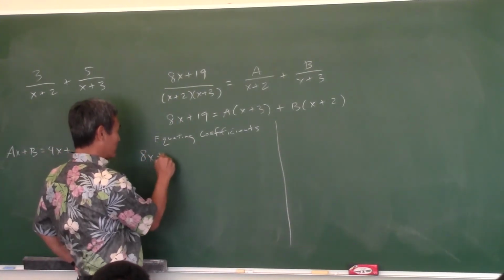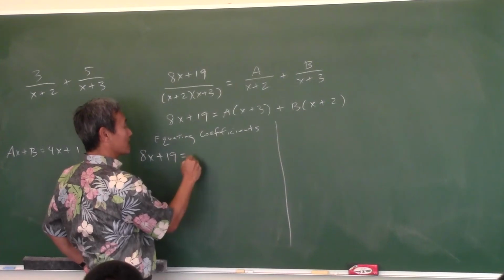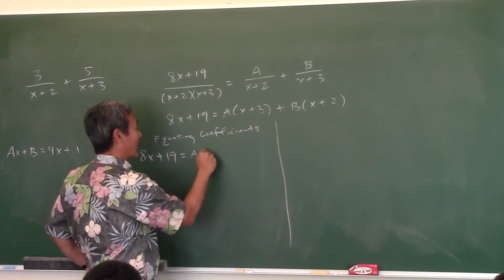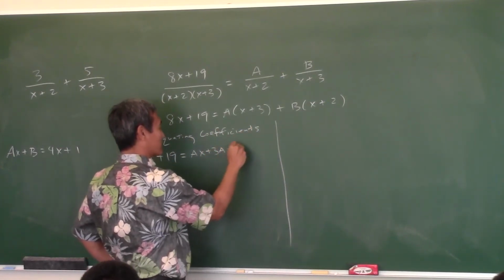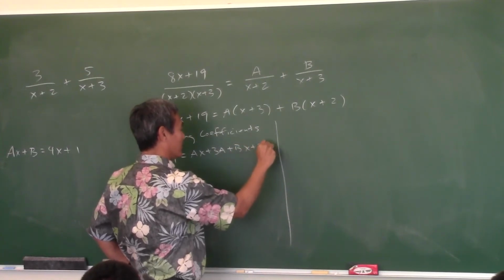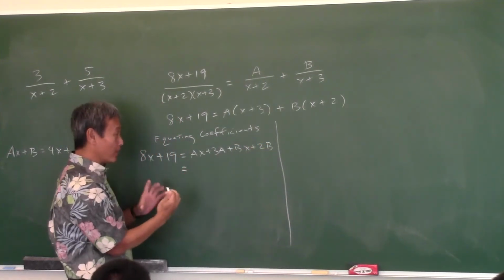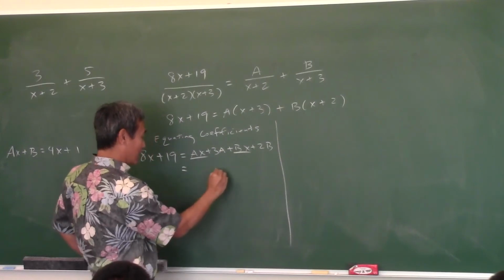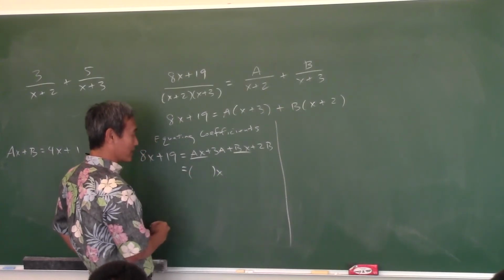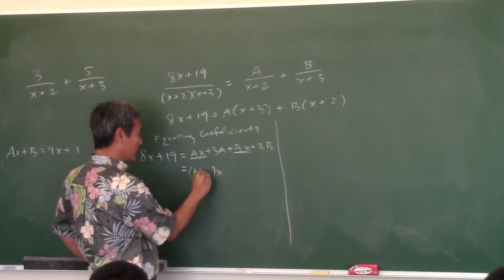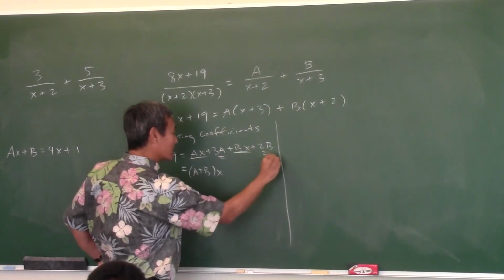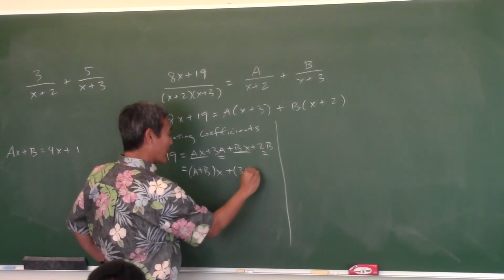So 8x plus 19 is equal to, then you multiply all this out, ax plus 3a plus bx plus 2b. And then you group it. Here are the x terms. If I factor out the x, what's the coefficient going to be? A plus b. And here are the constant terms, so that's going to be 3a plus 2b.